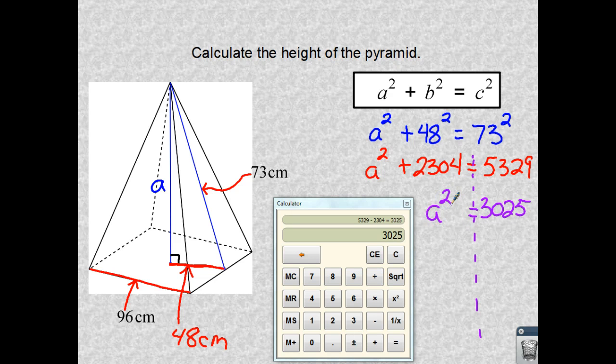And what are we supposed to do now to get a? I don't want a squared. I want the height of this pyramid. So we need to take the square root of both sides. So I have a quick button here, a little different than your calculator. And a should be equal to 55. And what's our unit? 55 centimeters. And that pretty much makes sense, right? Because the hypotenuse is the longest leg at 73, and we have our 55 and 48. Final answer, height is 55 centimeters.